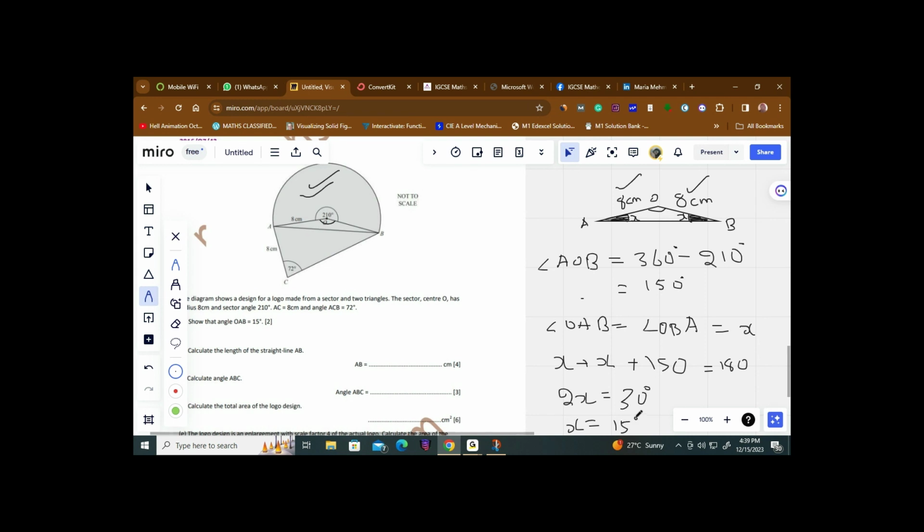That's it. They were asking you to find OAB, and we just did that. It's 15 degrees, a 2 mark question. Make sure that you mention each and every step. Don't try to be too direct in your work by saying that it is just 2 marks. Always mention all the relevant steps. Don't give the examiner a chance to cut your marks.